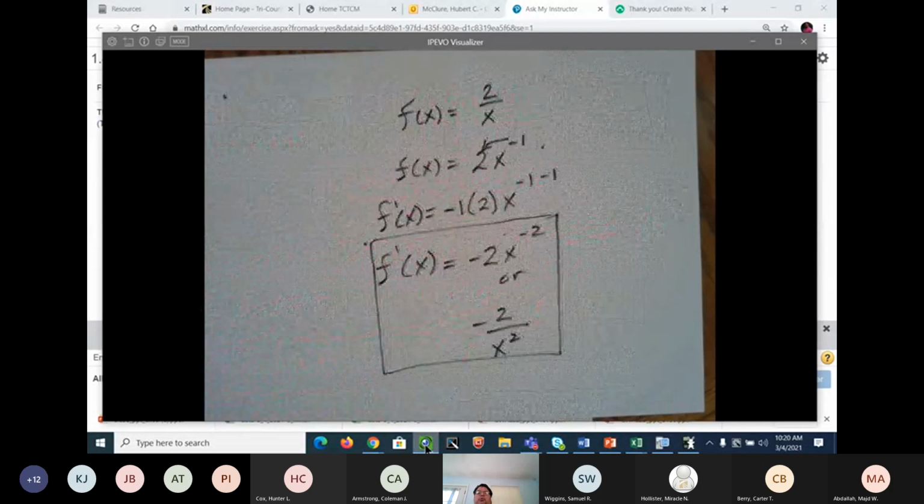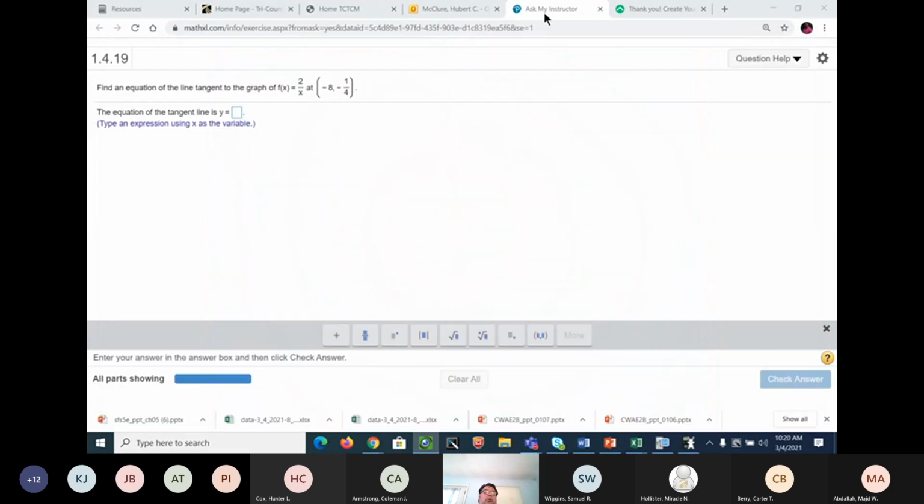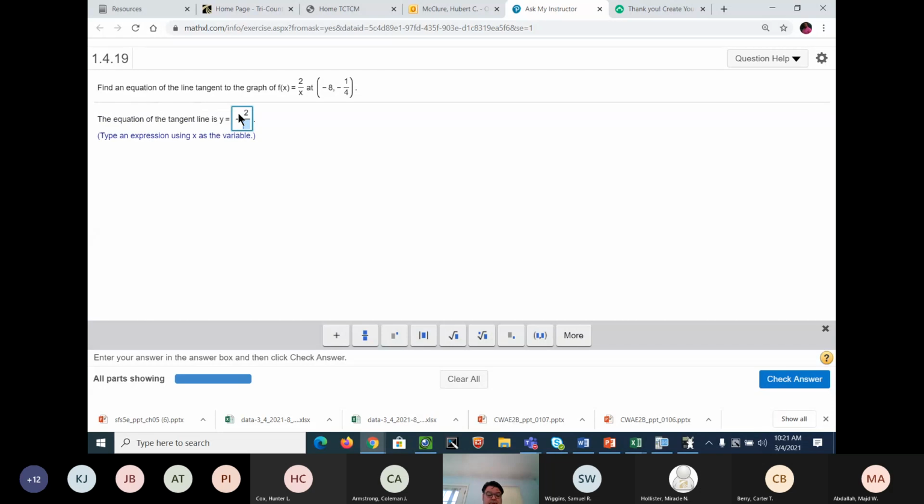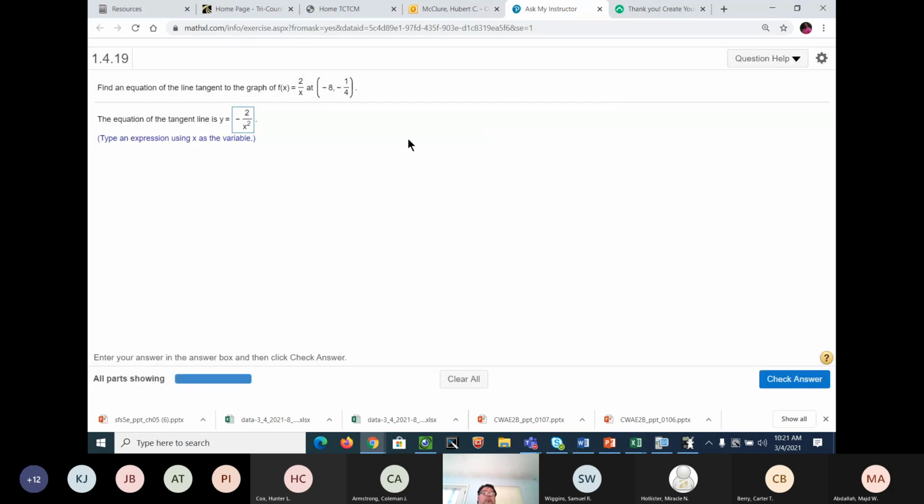All right, so what do we get there? 2 over x squared, negative 2 over x raised to the second power. That should be it. Well, that's the answer. I don't know what they want, but that's the answer.